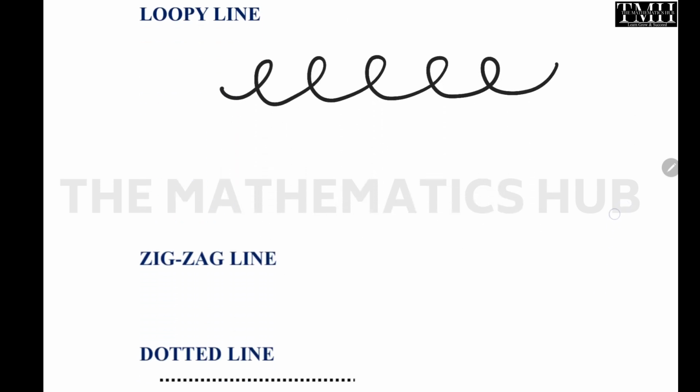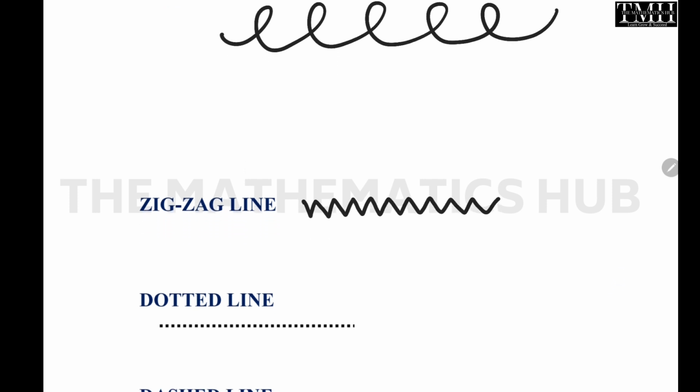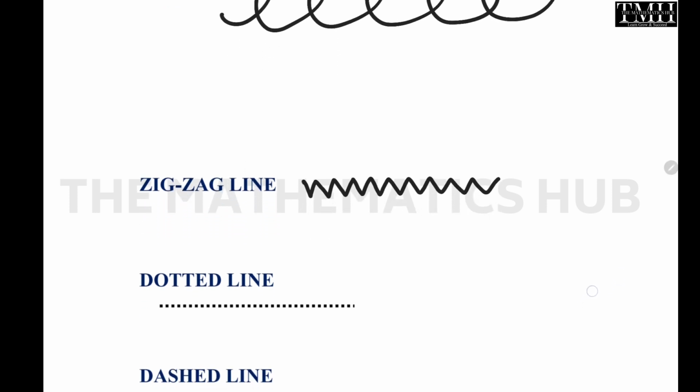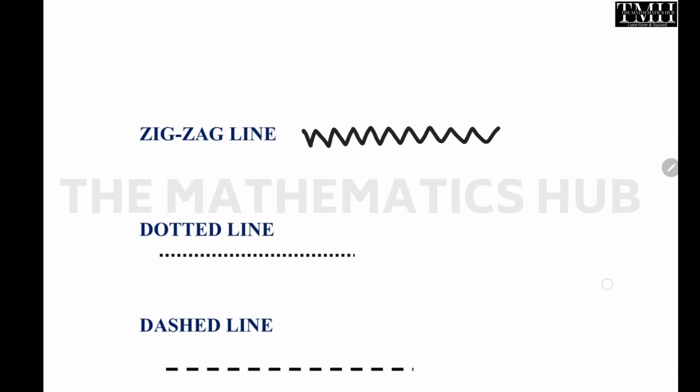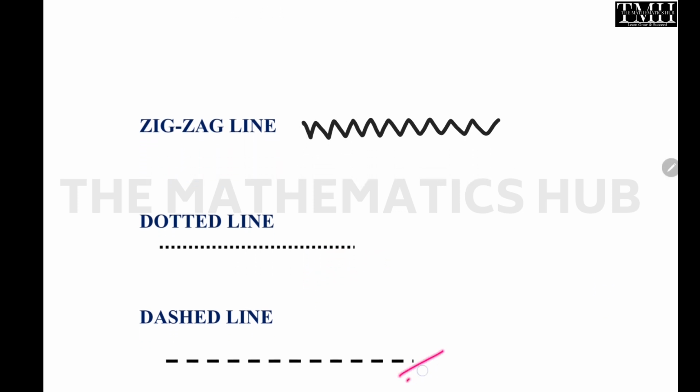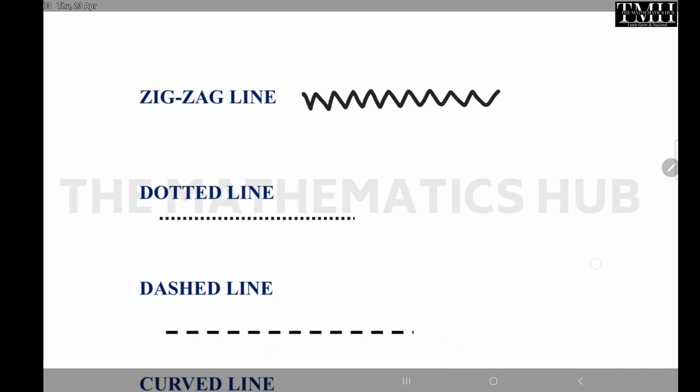Then we will see the zigzag lines. Zigzag lines are in this form. This type of lines are known as zigzag lines. Then you can see the dotted lines. Dotted lines are in this form. Then this type of formation is known as dashed lines.